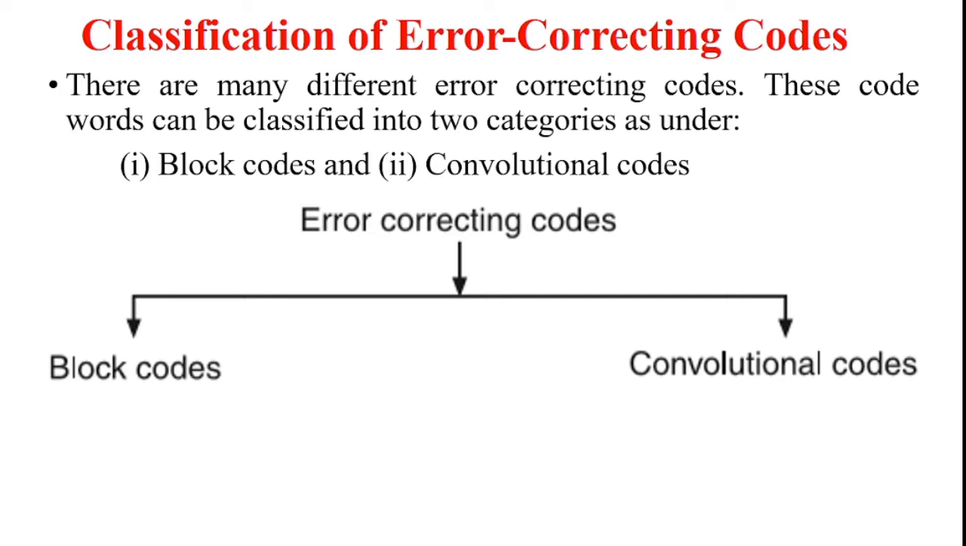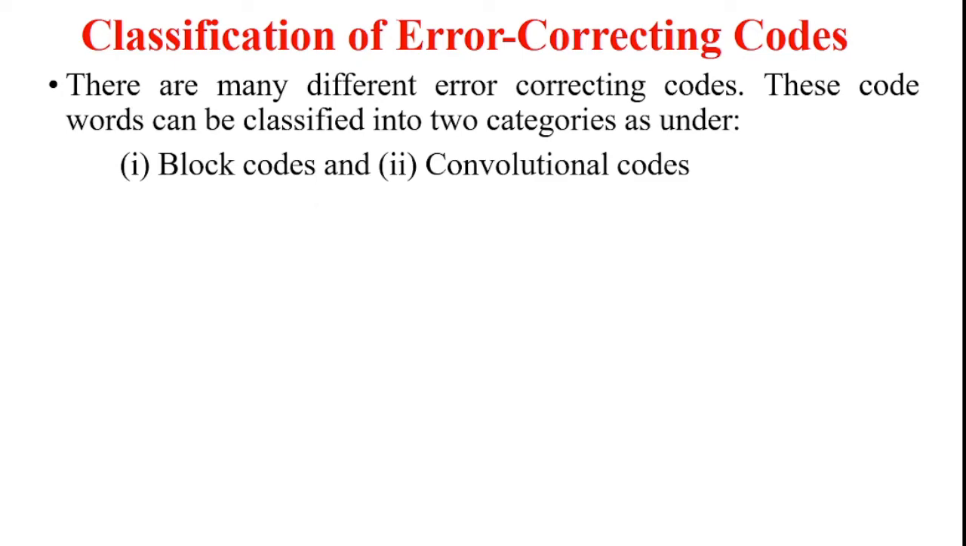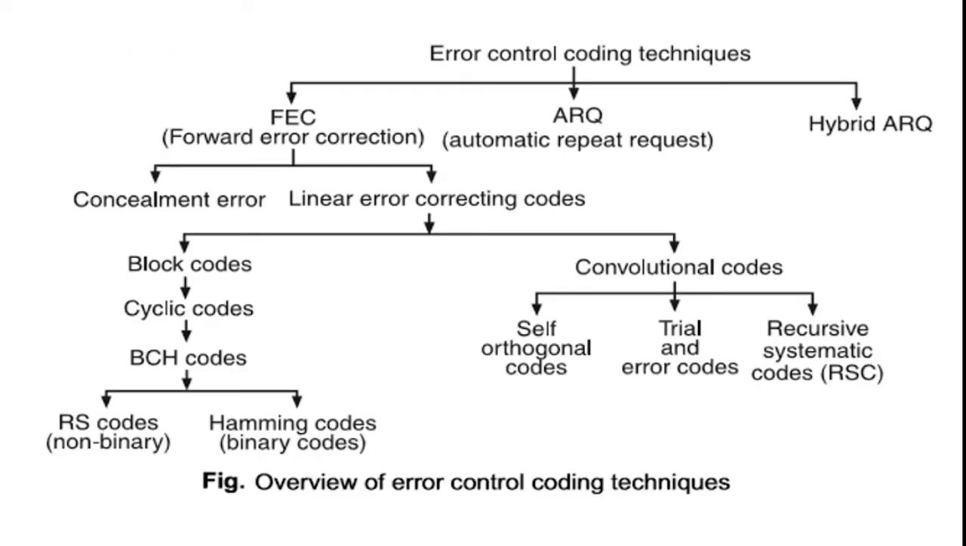In this video, I am going to discuss classifications of error correcting codes. There are many different error correcting codes. These are the different types of error control coding techniques, and basically error control coding techniques are divided into forward error correction, automatic repeat request, and hybrid ARQ. This is the overview of error control coding techniques.